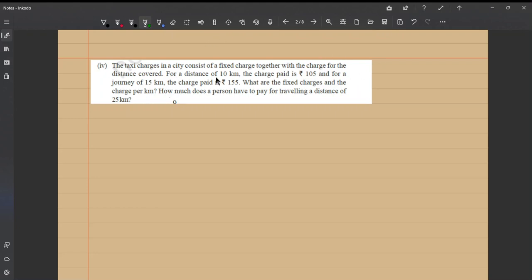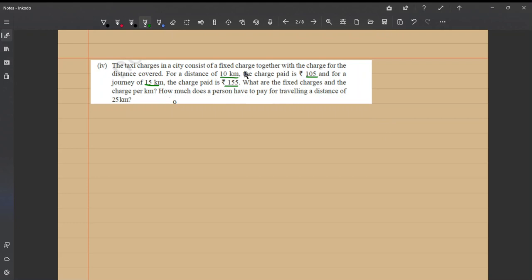So let's see, for a distance of 10 kilometers, the charge paid is 105 rupees. And for a journey of 15 kilometers, the charge paid is 155. Right. For 10 kilometers, you pay 105. For 15 kilometers, you pay 155. So, till now, whatever information we have gathered, let's try to put it in mathematical scenario.